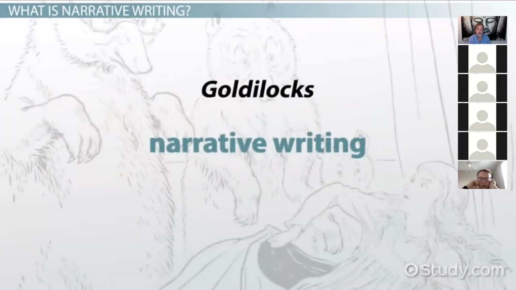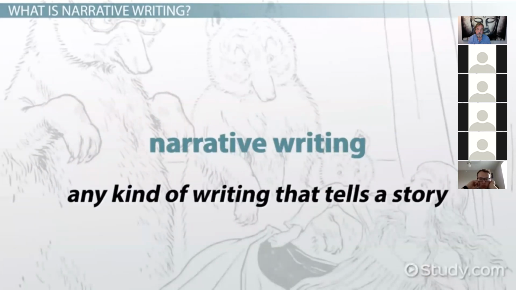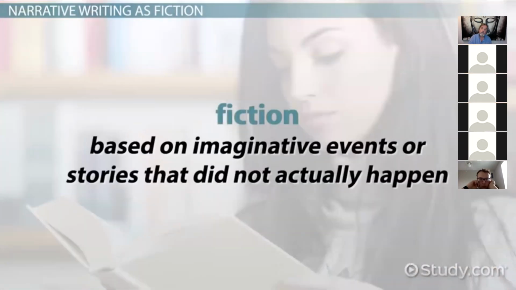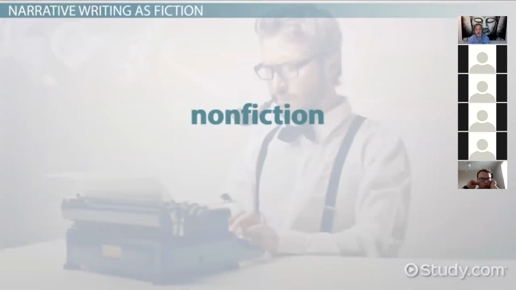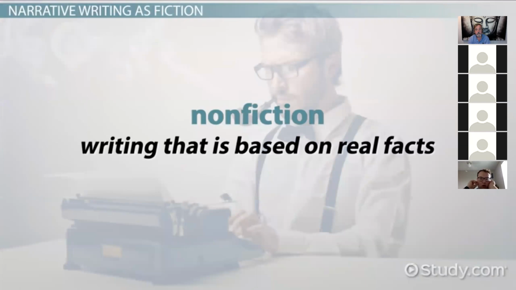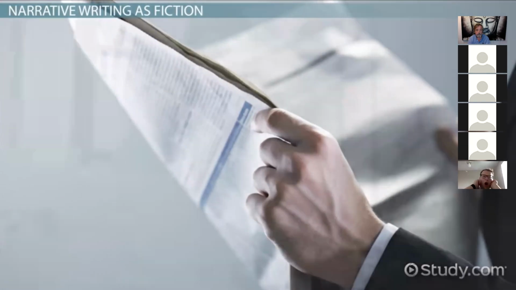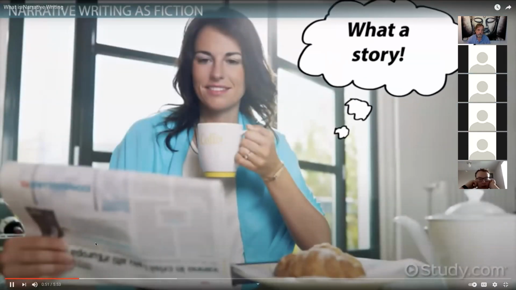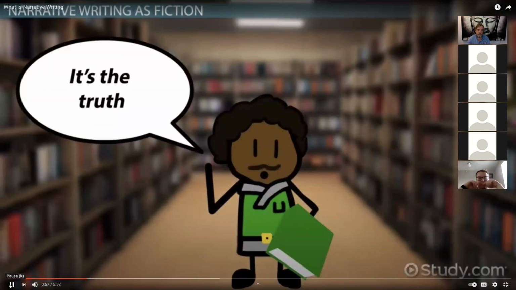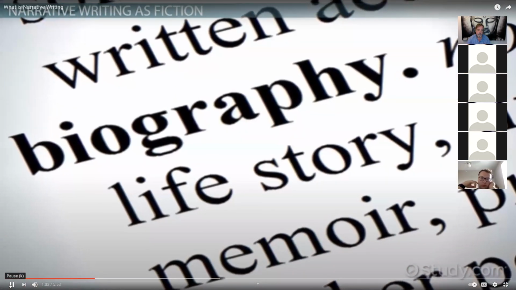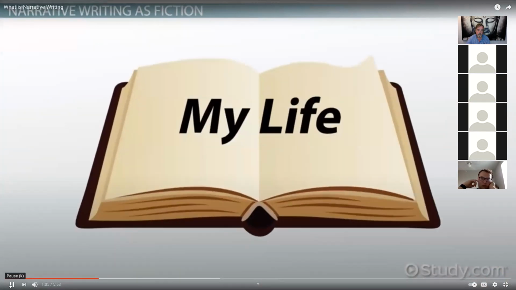Goldilocks is an example of narrative writing, which is any kind of writing that tells a story. Usually, narrative writing is categorized as fiction, which is based on imaginative events or stories that did not actually happen. The other category of writing is known as nonfiction, which would be writing that is based on real facts. This usually consists of newspapers, essays, reports, and other informative writing. However, some nonfiction can in fact tell a story, which would classify it as narrative writing. In the case of nonfiction, the story must be a true story with real people and events. Autobiographies and biographies are examples of nonfiction that is narrative writing, as they tell the real story of a person's life.